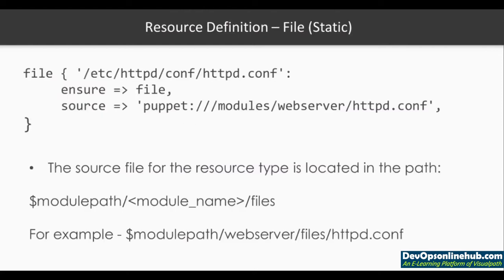The next resource that we configure is the file resource, which asks Puppet to create the /etc/httpd/conf/httpd.conf file on the agent, taking the static file as source from the files directory. When we define the source of the file with puppet:///, it means that Puppet needs to look in the files directory of the module for the mentioned file.